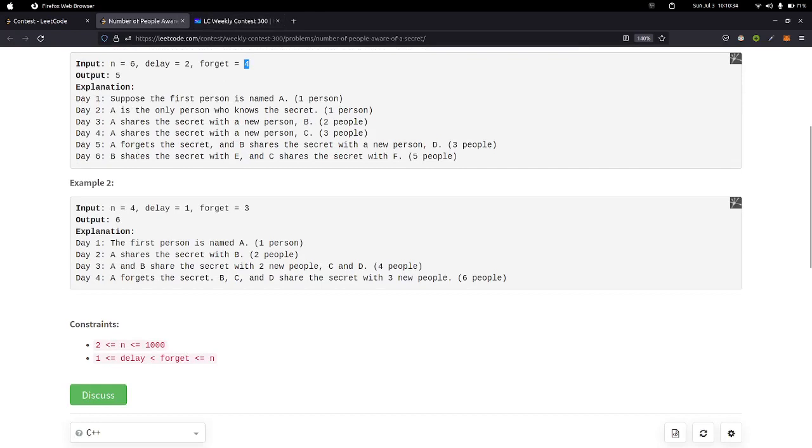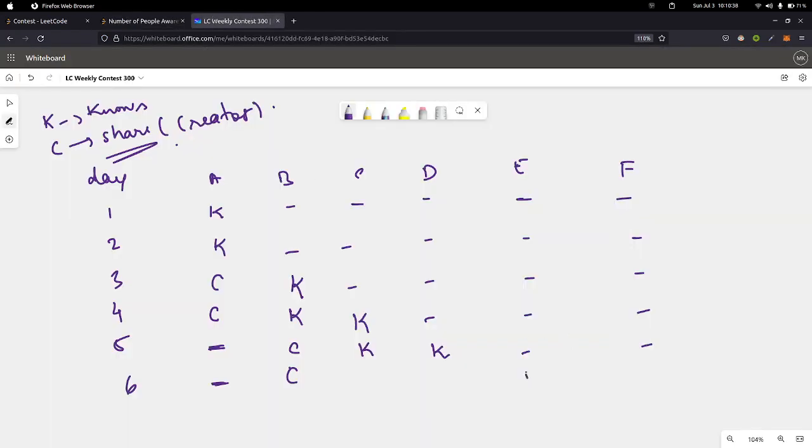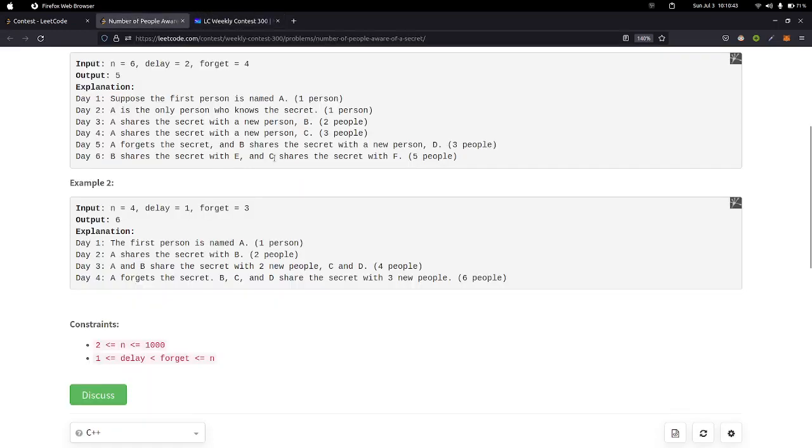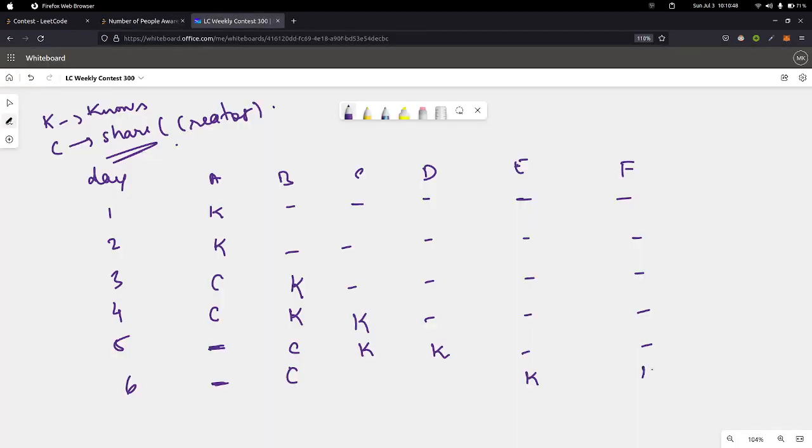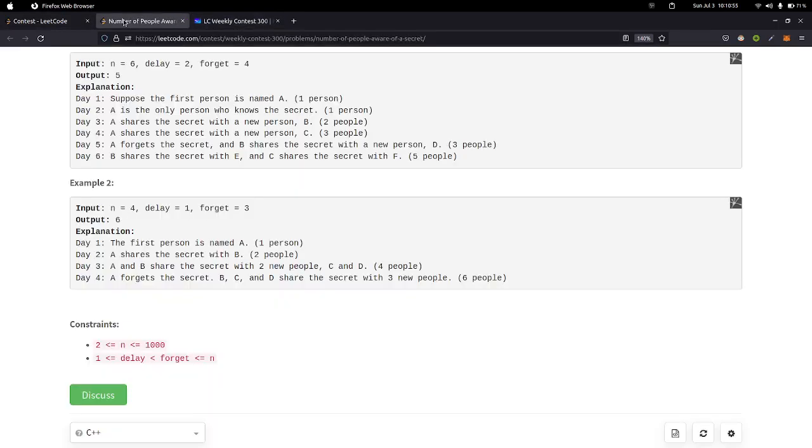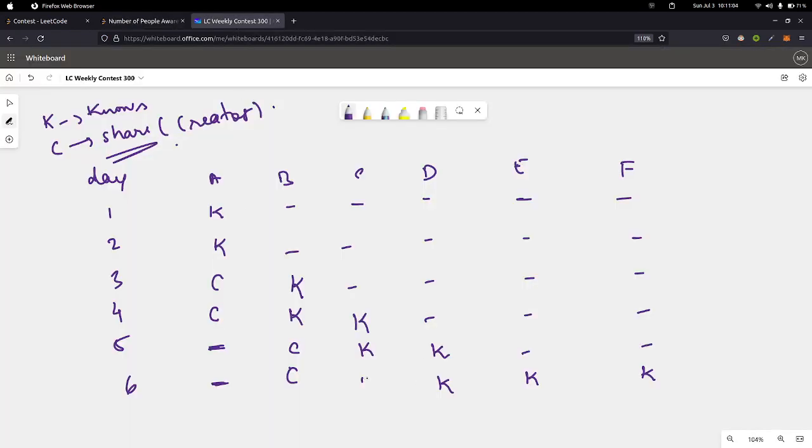And yeah, on the sixth day B shares the secret with E, so E gets to know about the message for the first time, and then C shares the message with F. Okay? So F also gets to know about the message for the first time, and D stays the same. And since C shared the secret, C has become a creator. So yeah, this is the table actually.